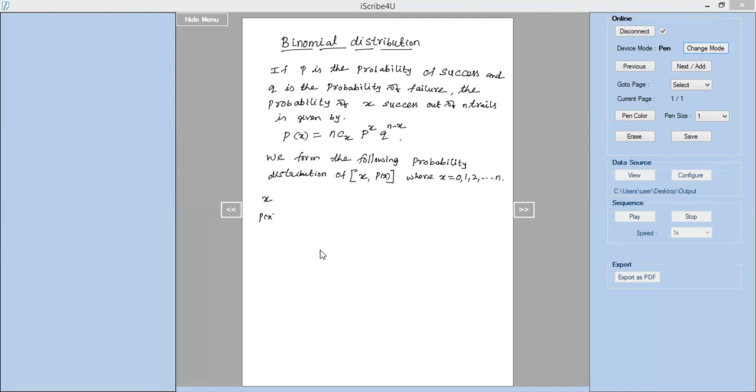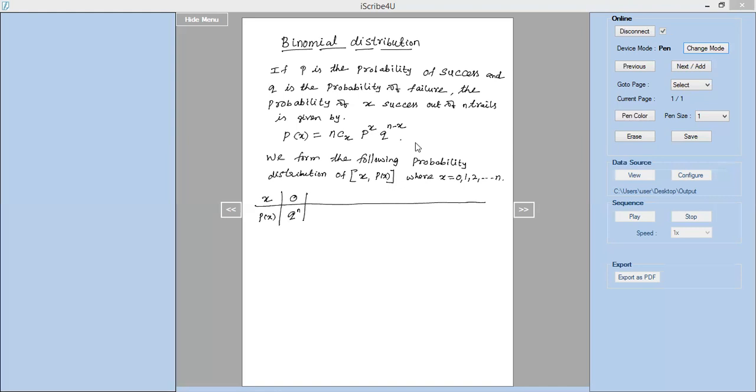When X equal to 0, how can I write? If we give X equal to 0 here, nC0 is 1. You know the binomial formula; you can enter nC0 in the calculator also, and you will get 1. X equal to 0 means P power 0, and Q power n. So for X equal to 0, the value is Q power n.